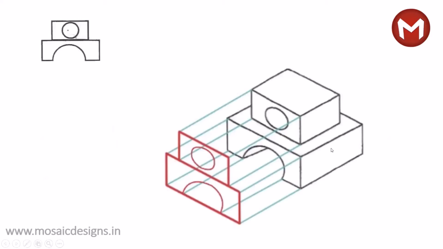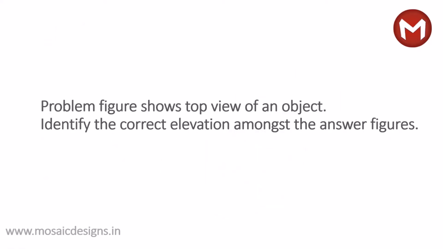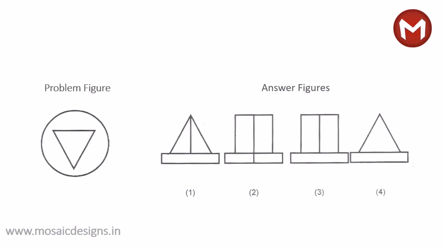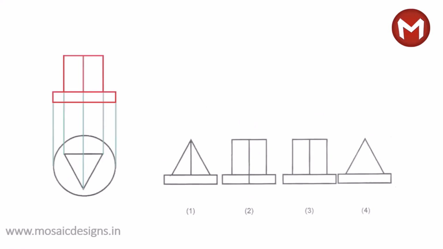We can see that when we take projections from the 3D figure, we get the elevation that is similar to the second option. In the fifth question, problem figure shows top view of an object. Identify the correct elevation amongst the answer figures. Here, we can see that we have got a top view over here and we have got 4 elevations and we have to find the correct one. So when we take projections and try to create an elevation from this top view, we come up with an elevation which is very much similar to option 3.